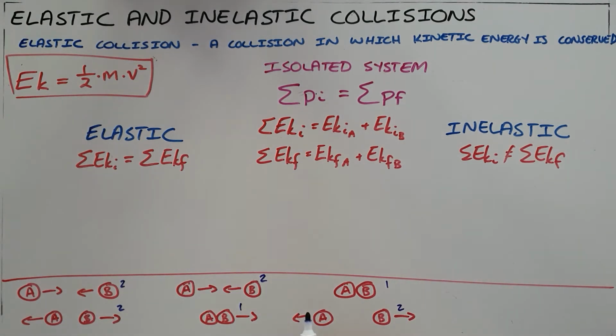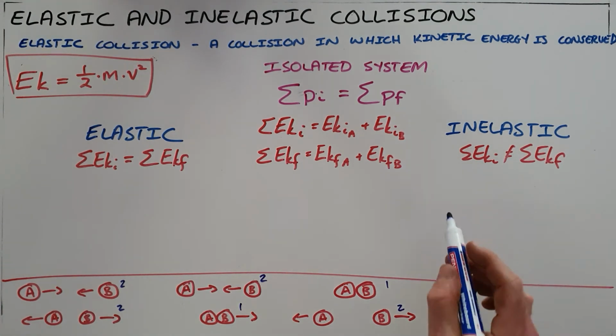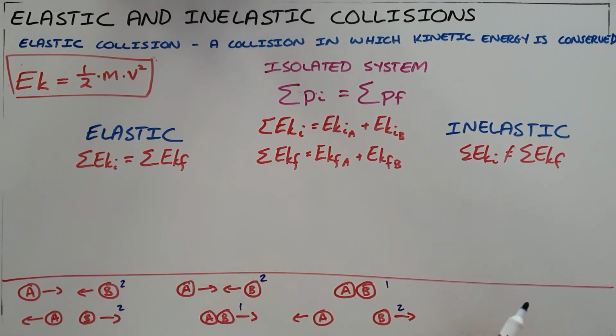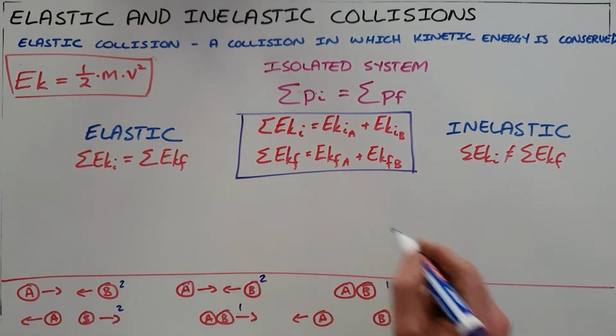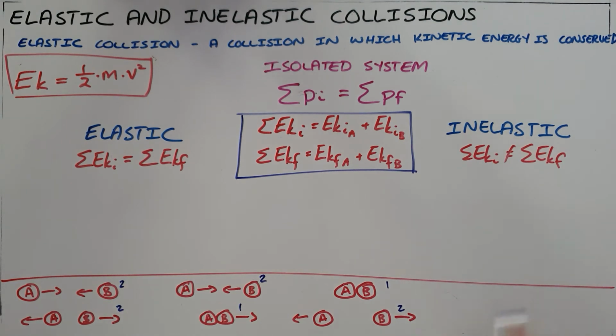You will often hear people as a shorthand saying that this type of collision is always elastic and these types are always inelastic. That is not true, and it is not safe to make that assumption. The only way to calculate or to determine whether a system or a collision is elastic or inelastic is by calculating your initial and final kinetic energy. It is not safe to make assumptions based on the number of objects in that system.